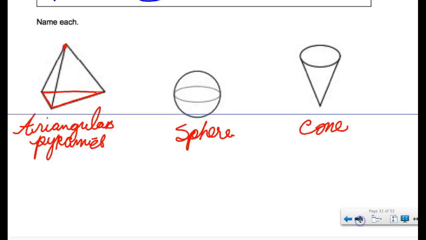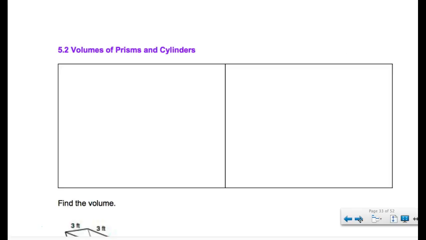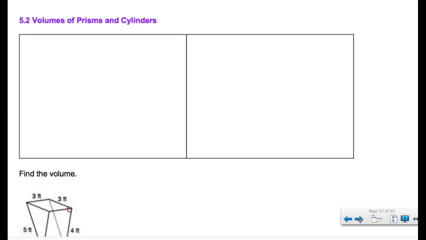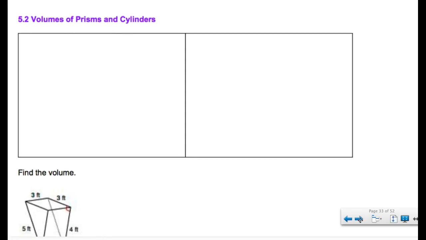So let's go on to the next page here. We are going to be working with finding the volumes of prisms and cylinders. So let's go draw ourselves a prism, and we'll talk about how you get the volume of it. You know how to find the volume of one kind of a prism. I'm going to go off to the side here. You've been taught how to find the volume. I'm going to draw a nicer one here.